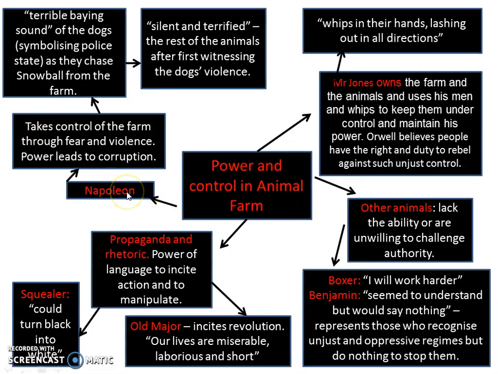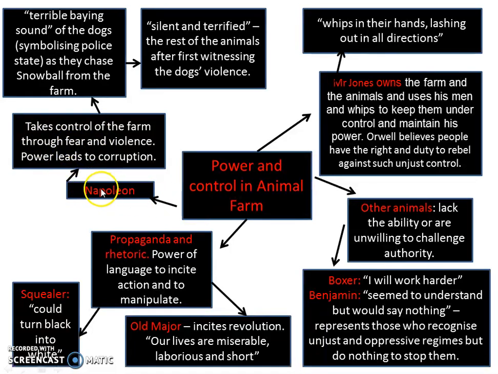So let's have a look at how we follow it along. We've got Napoleon, so then you do another branch out. You might want to add images. Some people find images and color coding very helpful. And here's an overview of what Napoleon does: he takes control of the farm through fear and violence, and the power leads to corruption.